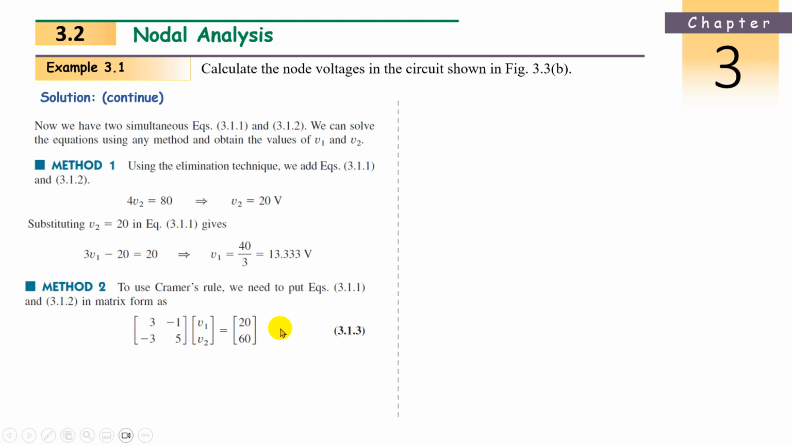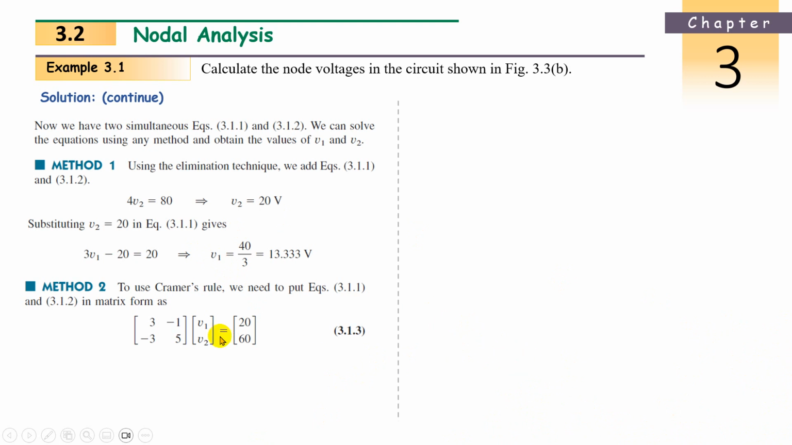Now multiply this, you will get the same equations: 3V1 minus V2 equal to 20, and minus 3V1 plus 5V2 equal to 60. So in matrix format, we write all the coefficients, then put V1, V2 in the column vector, then on the right side a column vector of the non-variable terms. Once you get this, we have just three steps.